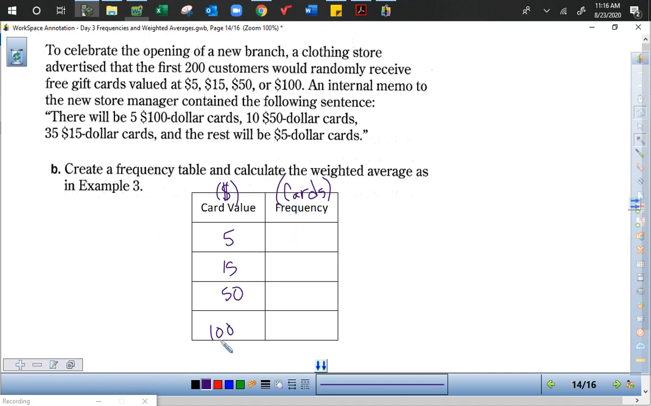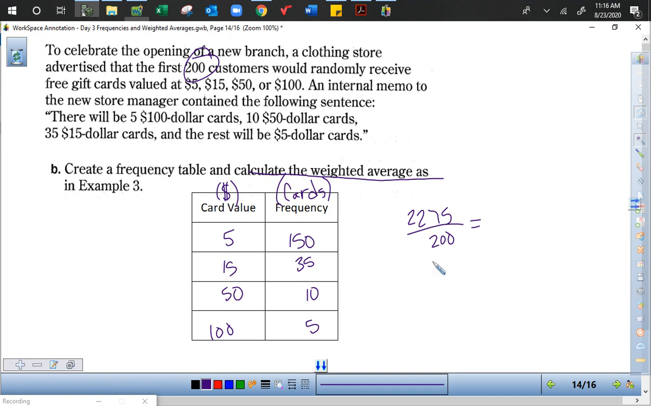Notice I put these in order. Okay, a lot of times it's better to organize them by lowest to highest or highest to lowest, whatever. But that way this is organized. There were 150 of those guys, 35 of the 15, 10 of the 50, and only 5 of the 100. It does say calculate the weighted average, okay? The weighted average we don't have to work hard for because we've already got the weighted total. The weighted total from the last part A was 2,275. We just got to divide that by the total number of cards, which we don't even have to add up. It was told to us was 200.